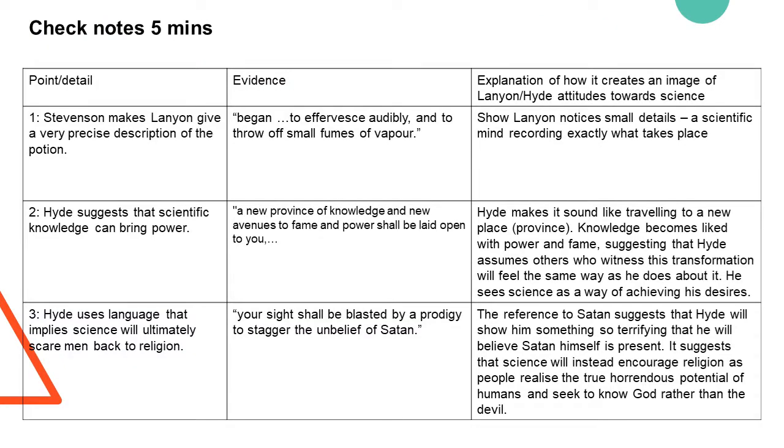Okay, so this is the completed version of the table. Do make sure you add in any information that you didn't include initially, and make sure you have all the details copied down. So let's go through it together. 1. Stevenson makes Lanyon give a very precise description of the potion. Evidence: began to effervesce audibly and to throw off small fumes of vapour, so very powerful descriptive imagery there.